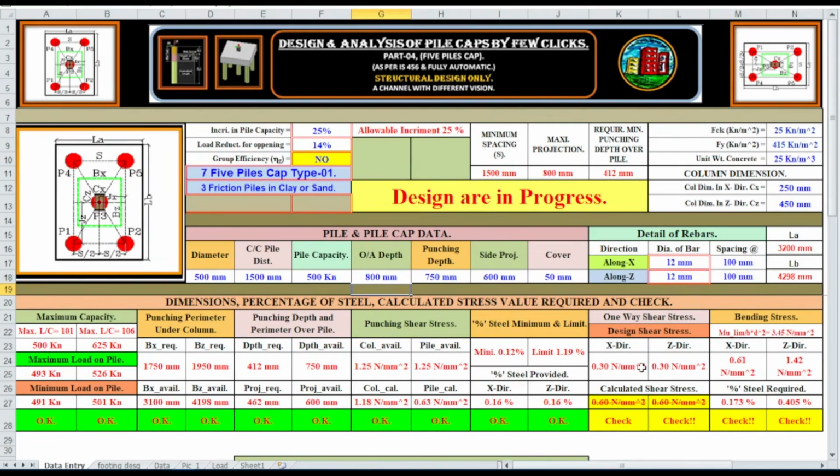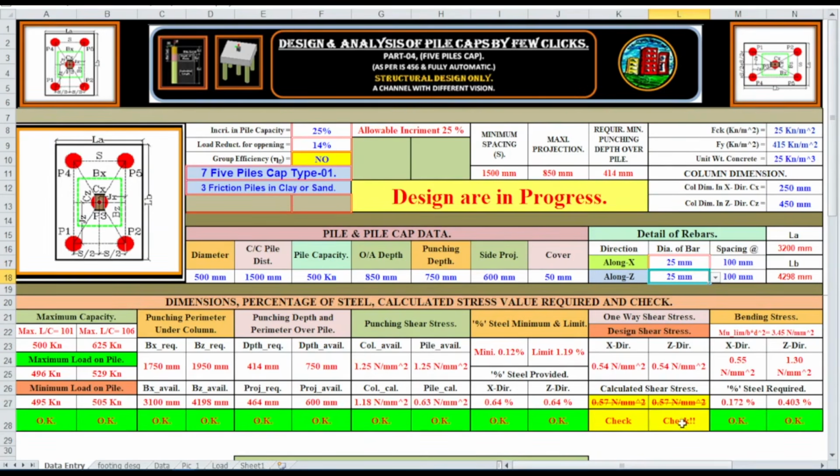One-way shear stress in pile cap, design shear stress 0.3 Newton per millimeter square. Calculated shear stress is double. So we have to increase overall depth, 850, and bar diameter in the next direction, say it is 25, and this is also 25.